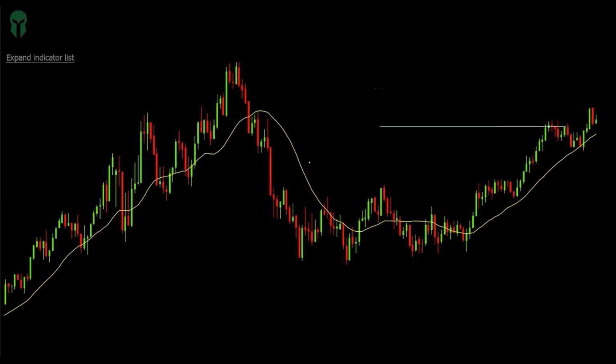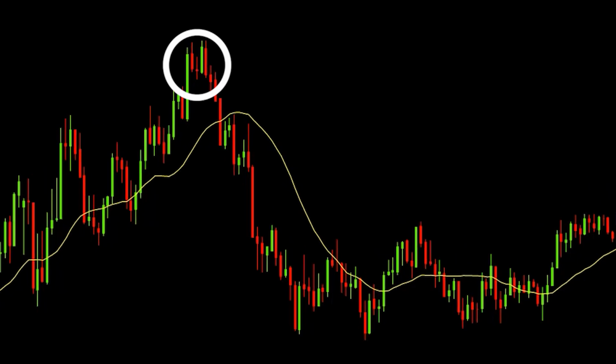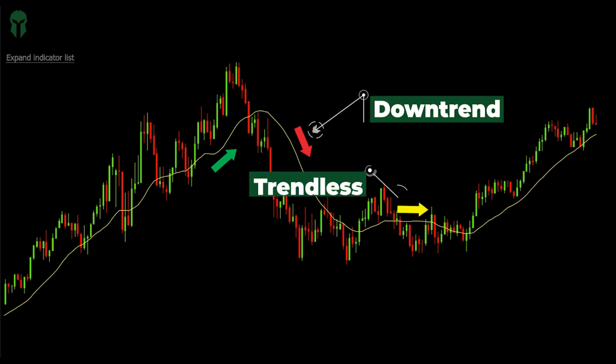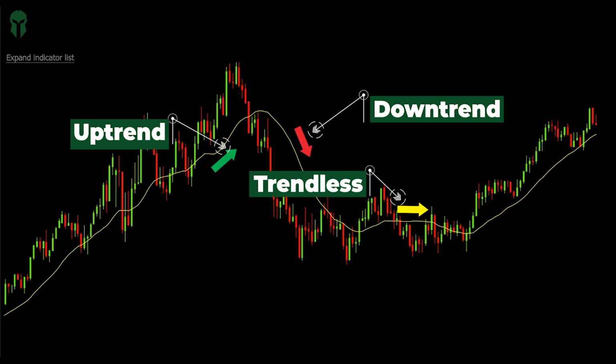There are several things we want to take into account when looking at this 21 moving average. The first thing is, are we trending higher or lower than the average? The second thing we want to look at is the trajectory of the average. Is the average pointing up or is the average pointing down? If it's pointing down, then we are in a downward trend. If it's going sideways, we are trendless. If it's pointing up, then we are in an uptrend.